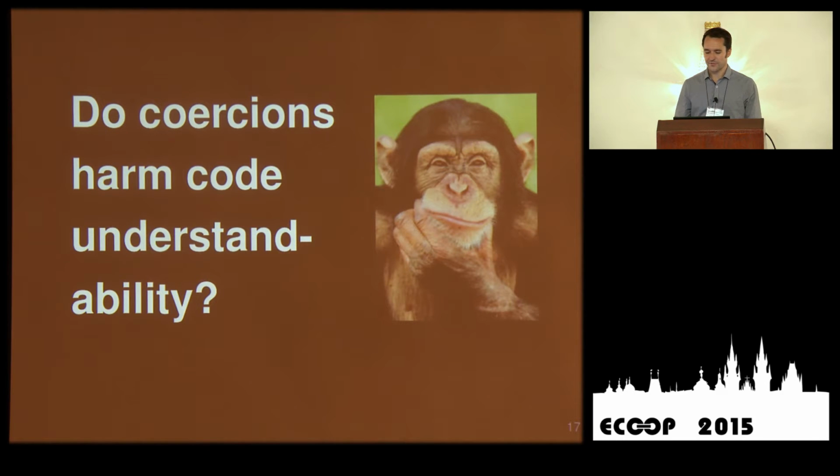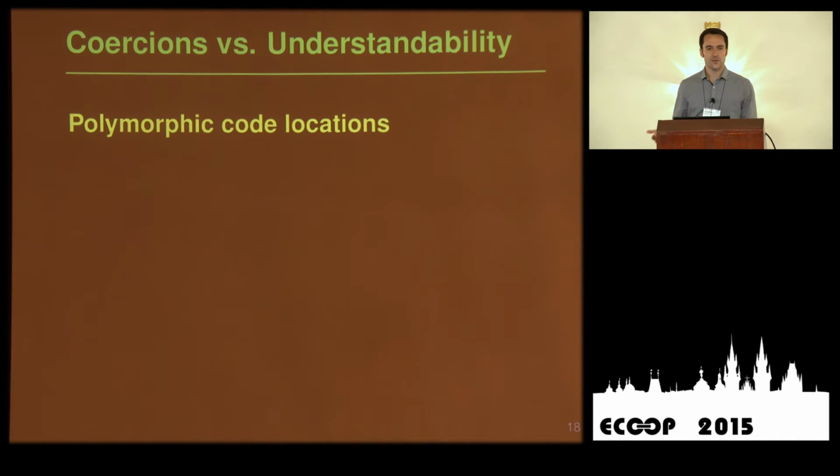Okay, so now the final question that we have is whether coercions harm code understandability. There are many ways in which coercions could harm code understandability. In this study, we looked into 2 ways and performed 2 experiments to see if they harm code understandability in this particular way. The first is polymorphism of code locations.